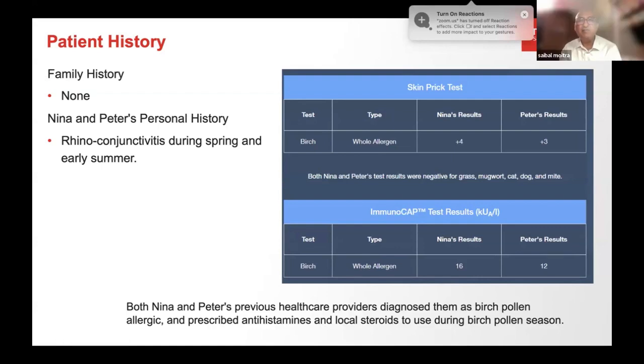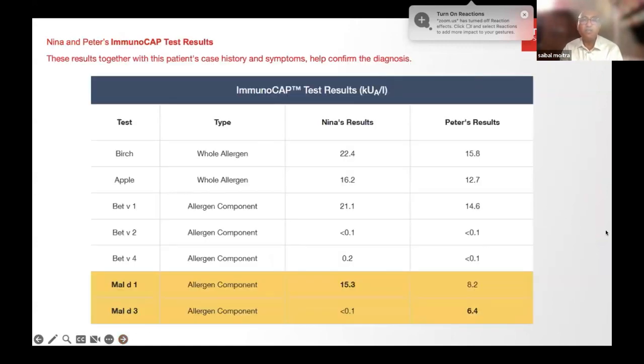Yeah, that is very true, because that is why we are doing the CRD. With the skin prick test or specific IgE we are testing with the whole allergen, but with the CRD we go into the components. Yeah, that is the most important thing.